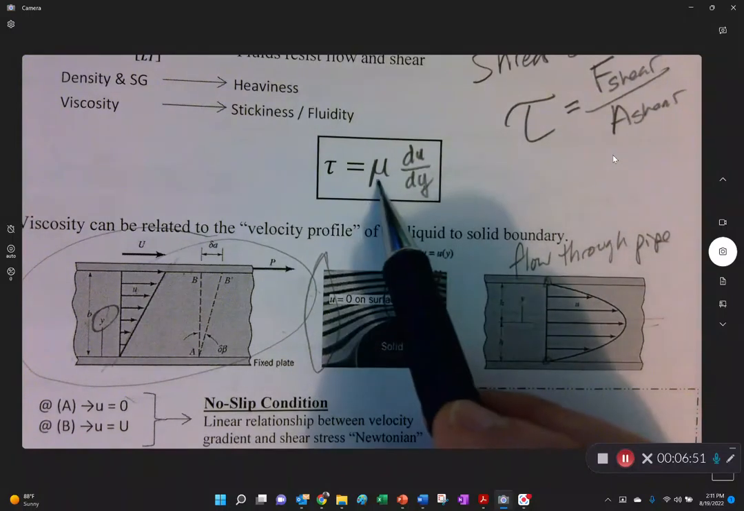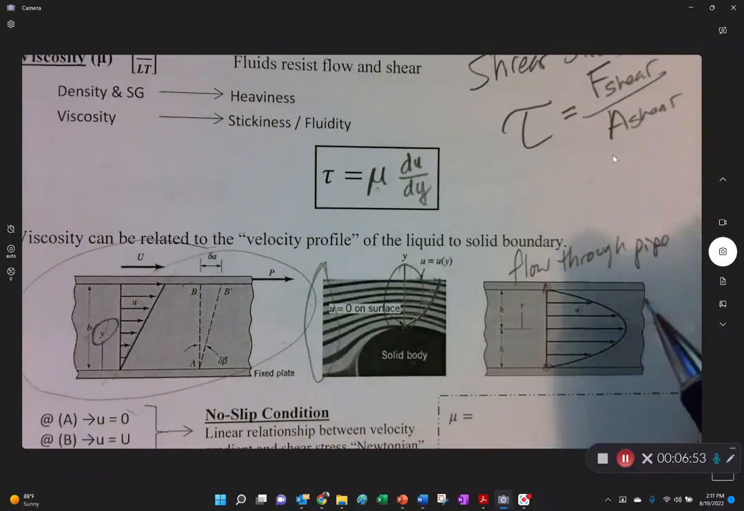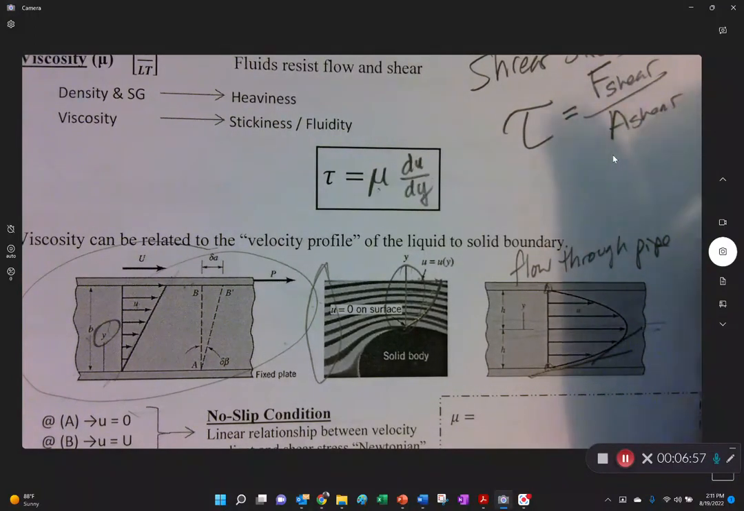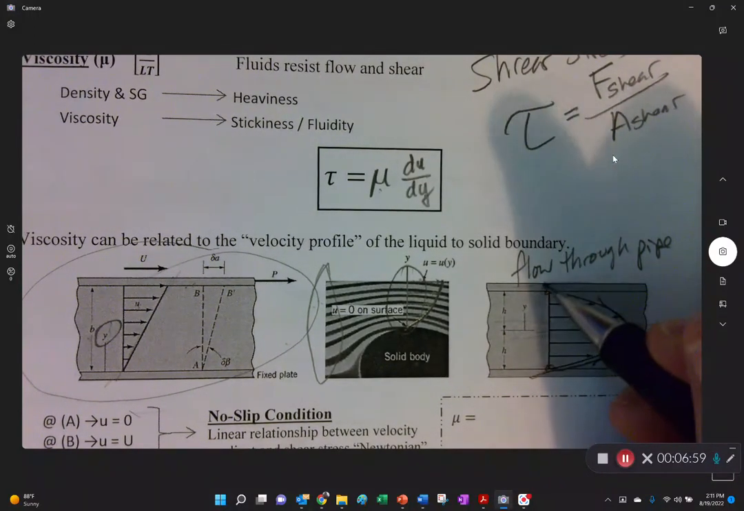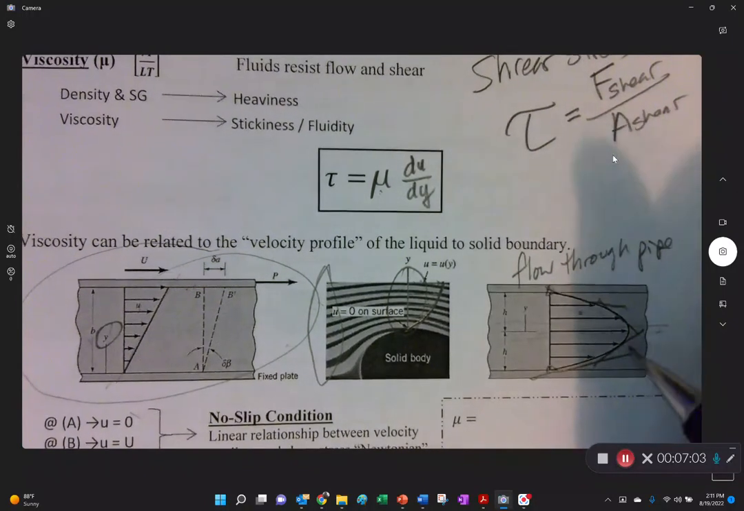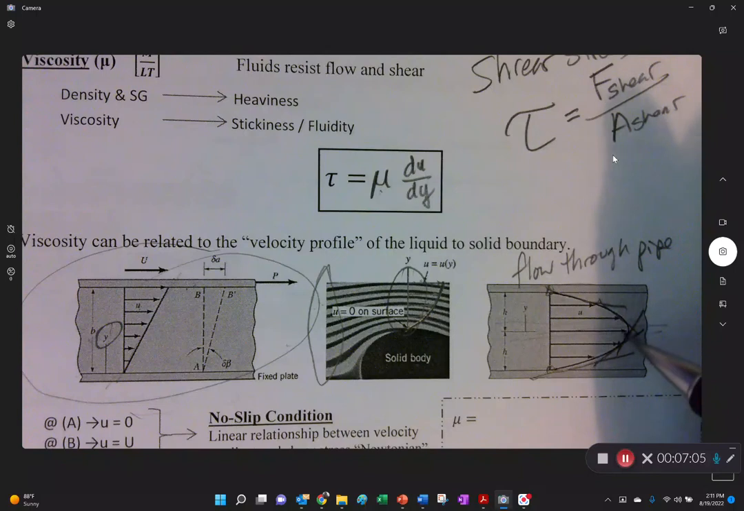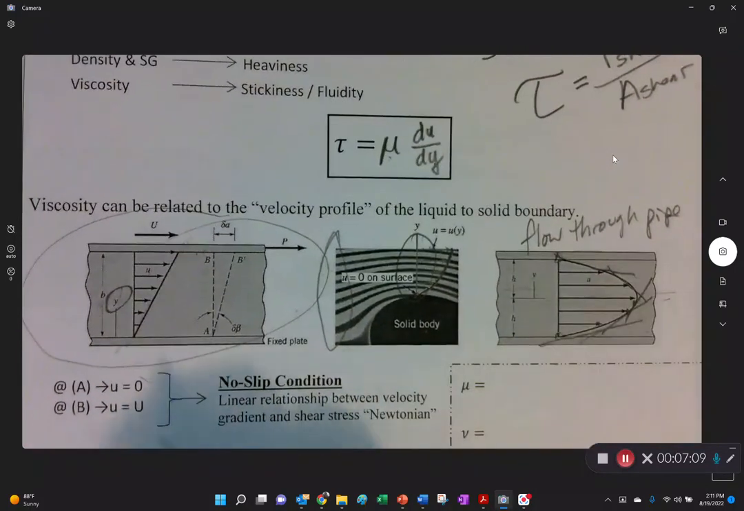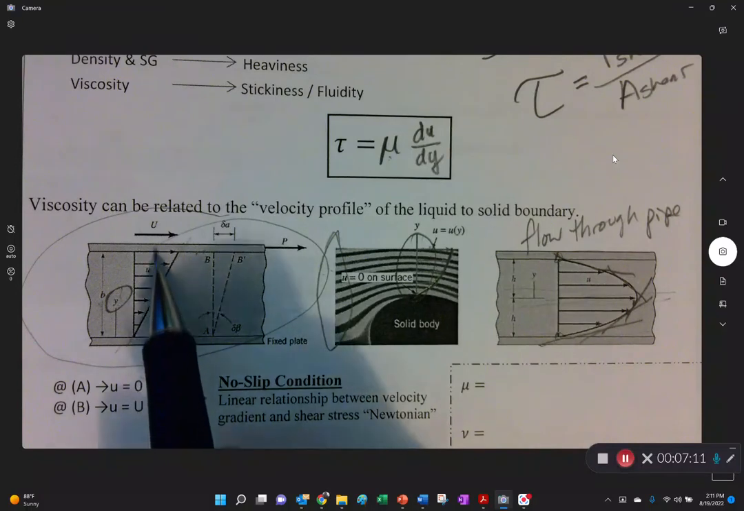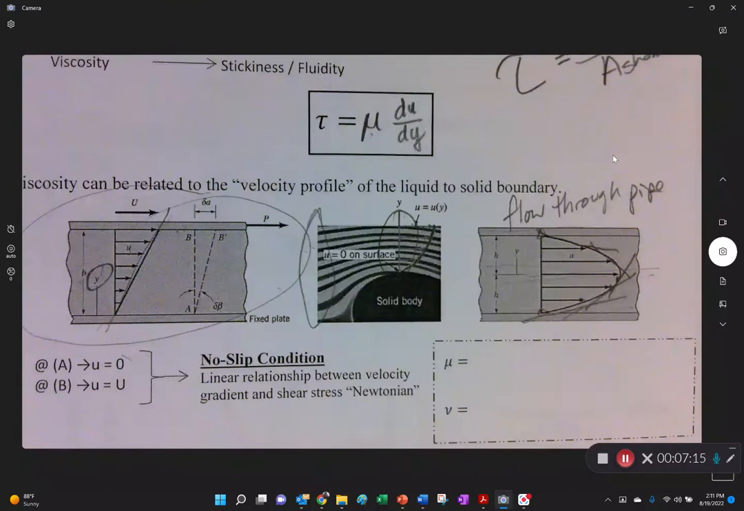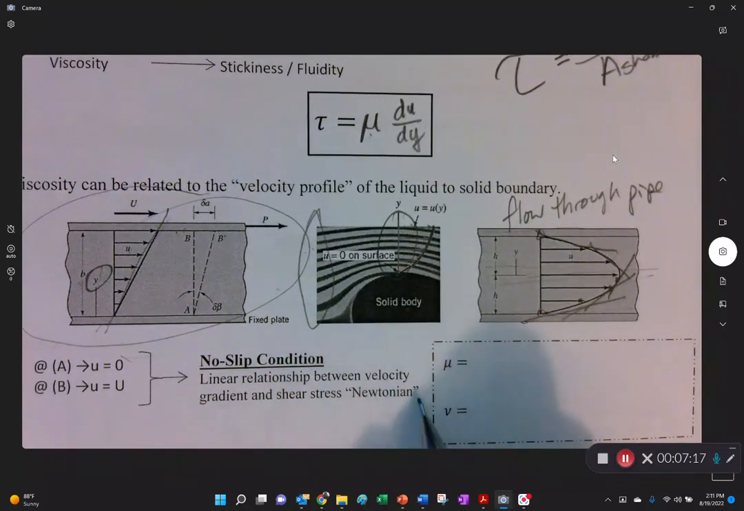Viscosity is not only about the slope that might be right here, but it might be the slope right there. We have differing velocity slopes at different locations. Depending on where you look, that slope changes in reality, as opposed to this right here, which we're going to treat as such a small gap that it's all just one slope for this no slip condition.